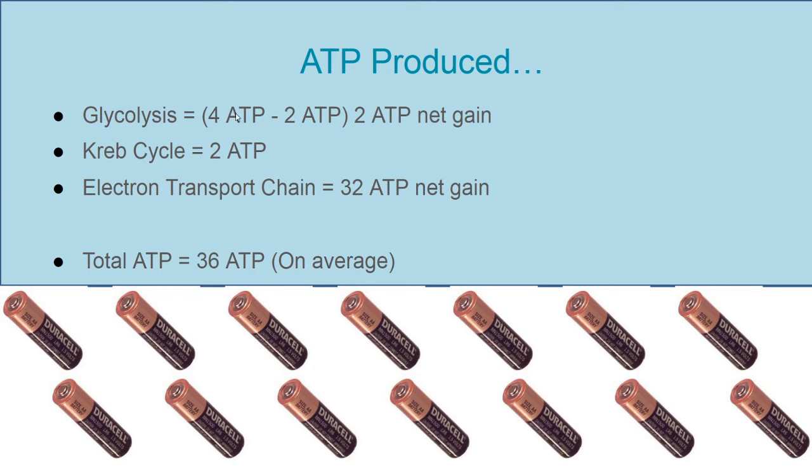In total, glycolysis makes 2, Krebs cycle 2, electron transport chain. This number can vary depending on how efficient it is in moving its energy, but anywhere from usually about 28 to 34 is accepted, with 32 being the average that it generates, and therefore 36 ATP on average being the accepted amount that we get from a single glucose molecule.